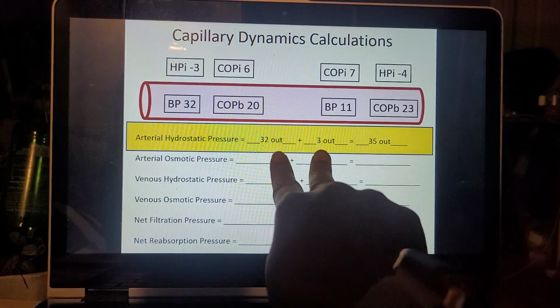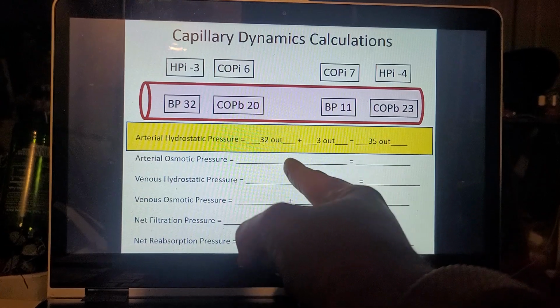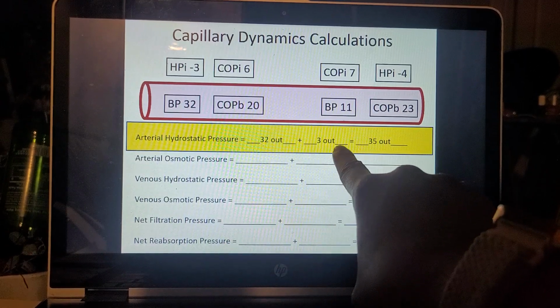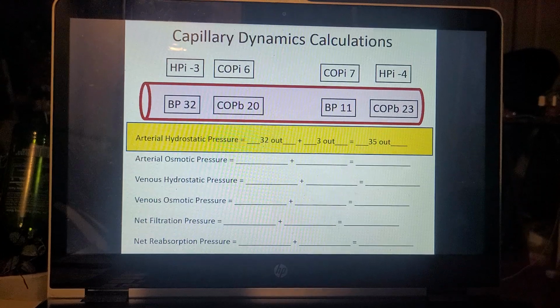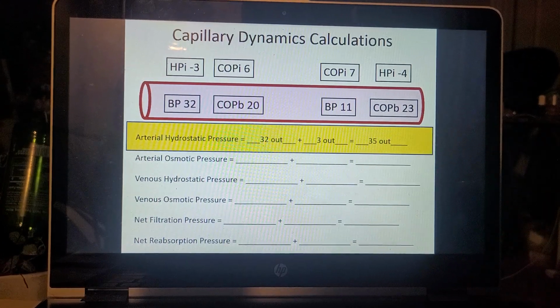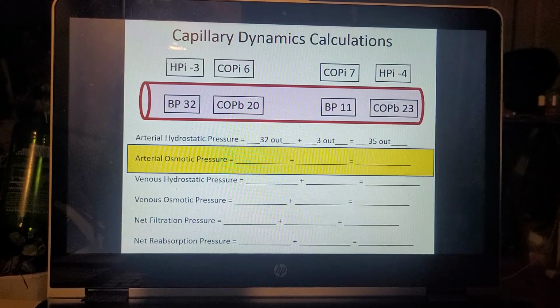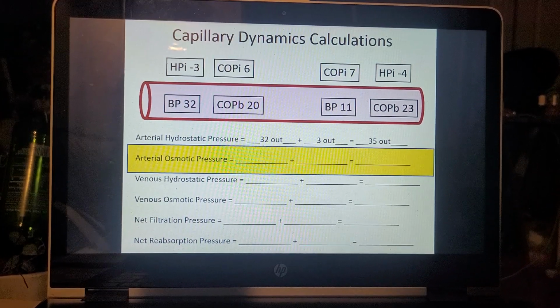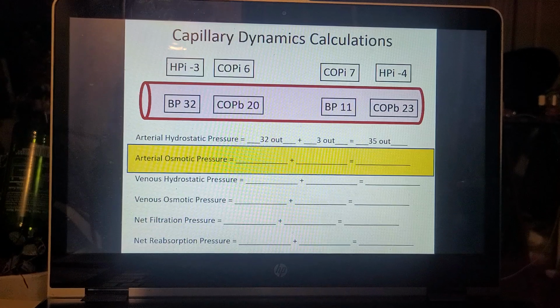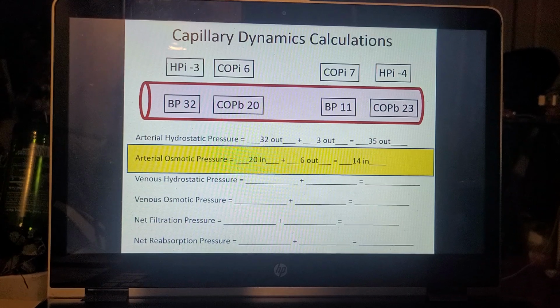And on the test, again, if you have these two switched, I don't care, I'm just looking for the numbers. So if this was 3 out and 32 out, you'd still be fine. And your math may be right. Next one, arterial end osmotic pressure. 20 in, 6 out. So we got to do some subtraction, opposite directions. 14 in. Next set.